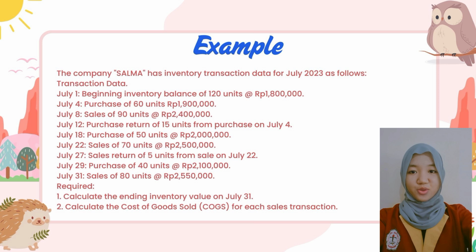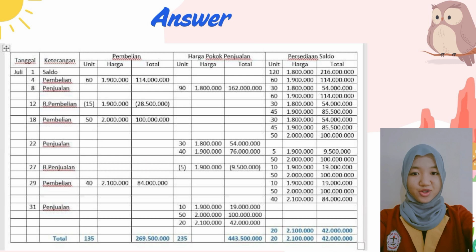Required. 1. Calculate the ending inventory value on July 31st. 2. Calculate the cost of goods sold, COGS, for each sales transaction. Calculate ending inventory as of July 31st. Inventory calculation based on FIFO method.